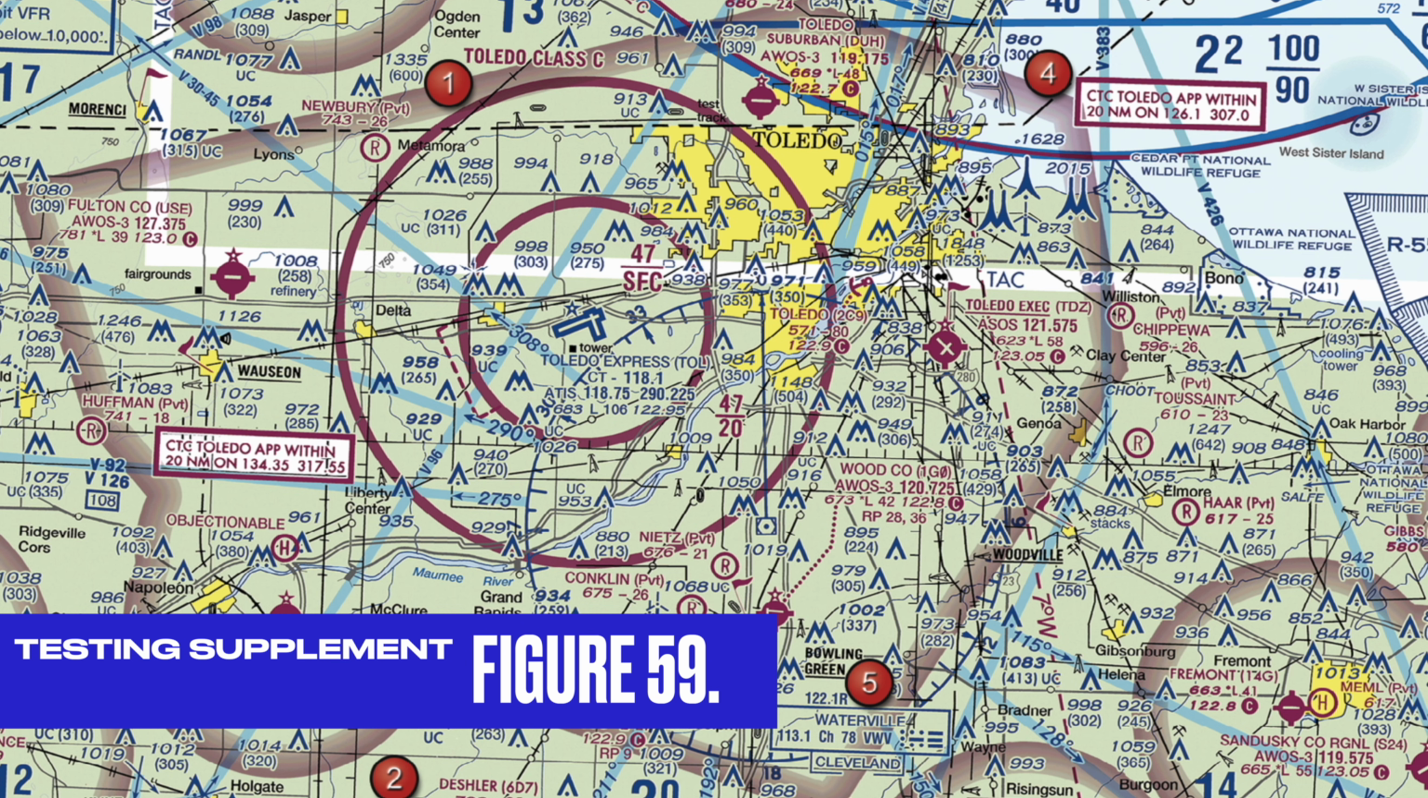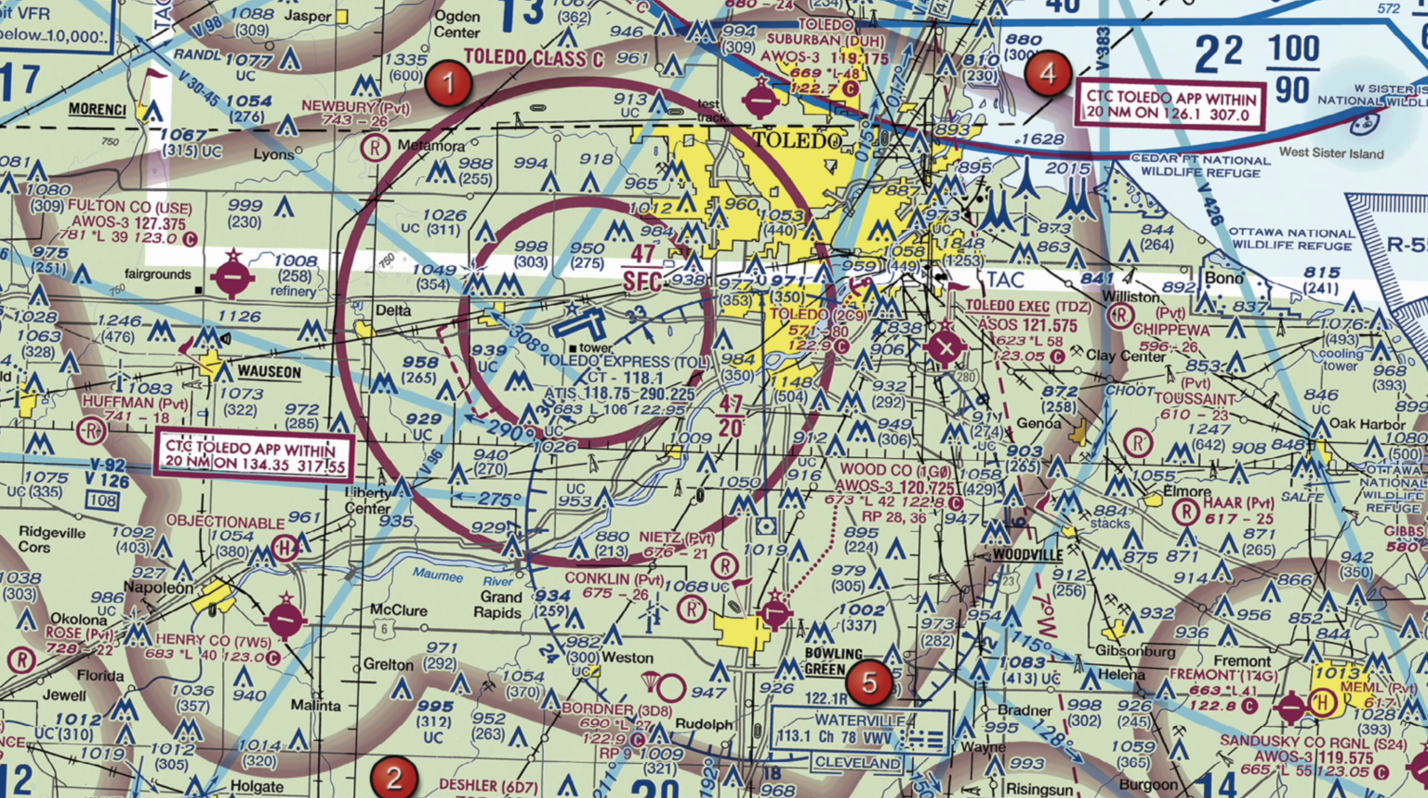Now turn your pages to figure 59. Let's see what kind of symbols we can find on this chart. Now, a very important symbol which we should all have proficient knowledge of will be the faded magenta line. You see that here, I'm going to be pointing to this line, and notice one thing, that faded magenta line is around many airports, not just one.